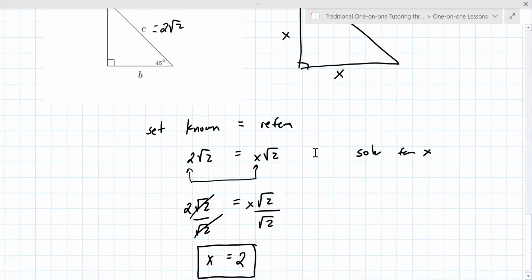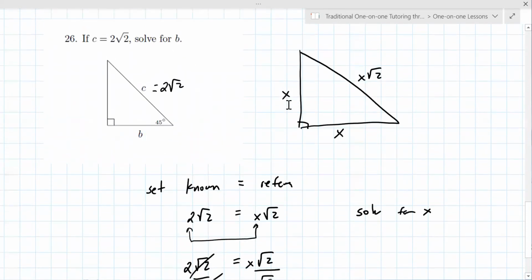What does x represent in this problem? What's the word we would use for x to describe this triangle? X is the legs. The legs, right? So we just found the leg. What do they want in the problem here? They want b, which is the leg. So it's a lot of translation.